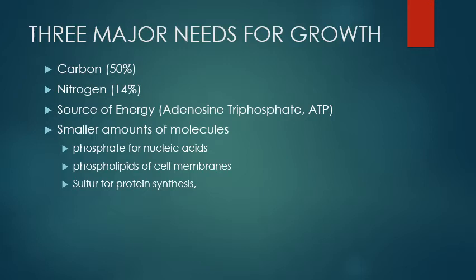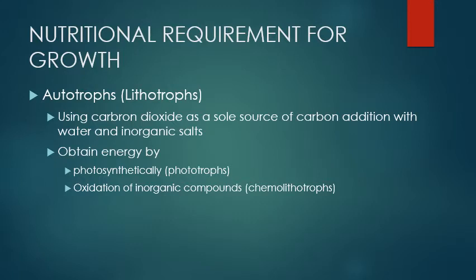Note, a bacteria needs carbon. 50% of it is carbon. It needs nitrogen, 14%, and a source of energy, which would be adenosine triphosphate. Small amounts of molecules are phosphate for nucleic acid, phospholipids for the cell membrane, and sulfur for protein synthesis. We'll be discussing the nutritional requirements for growth of a bacteria.